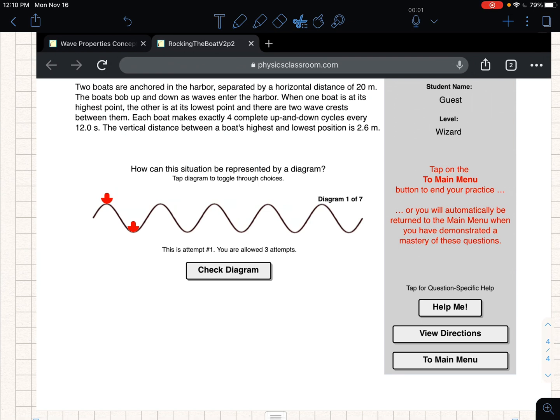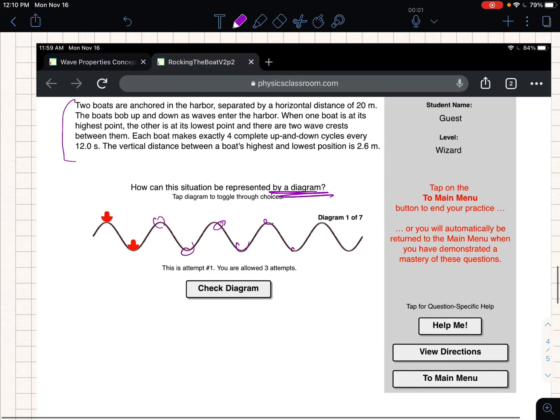All right, so this is an example of one of the problems that you'll see on our very last concept builder, and it's a 2-step problem. First they ask you to physically show where the other boat ought to be, as described in the situation. Once you get that right, it asks you some questions that force you to use the wave equation and the definitions of the different wave variables. Reading this: 2 boats are anchored in the harbor, separated by a horizontal distance of 20. They bob up and down.